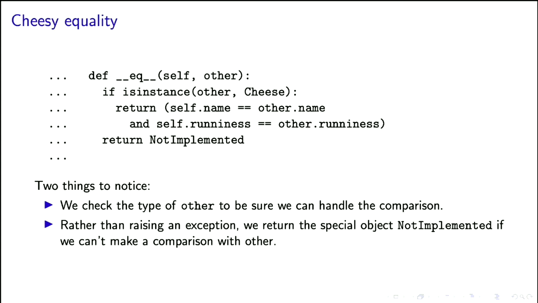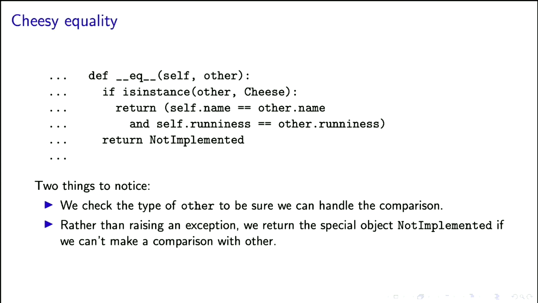And we'll return the result of that comparison. If other is something that's not cheese, if other is a cracker, we're going to return NotImplemented. NotImplemented is a special object, kind of like None is a special object. And in this context, when we return NotImplemented, what we're basically saying is, I don't know what to do here.